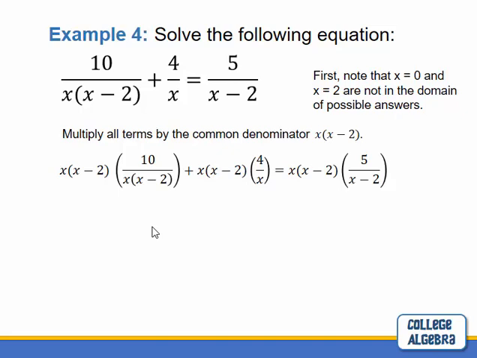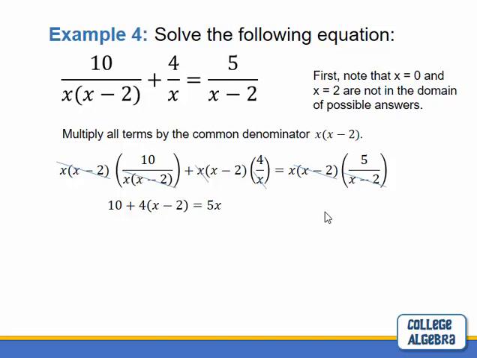And then in each of those, I get some cancellation. In my first term, I have an x times x minus 2 on top, and on the bottom we have an x times x minus 2. They're both going to cancel and just leave me with 10. In the second piece, we can cancel the x's, and then on the other side, we can cancel the x minus 2's. So that's going to leave you with just 10 for the first term, and then 4 times x minus 2, and then equals 5 times x.